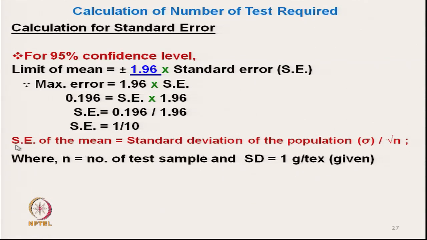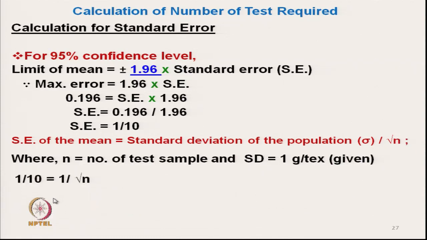So, the formula says that the standard error of the mean equals the standard deviation of the population divided by the square root of n. n is the number of samples, and the standard deviation is given already. The population standard deviation is given as 1 gram per tex. So from there we can calculate the value of n.